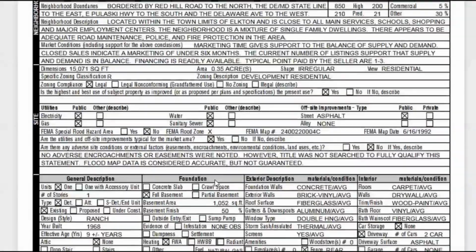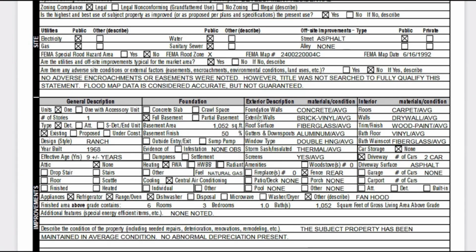And what I mean by adjustments is that after you describe the property, like right here, for example, foundation walls, concrete, right? Exterior walls, brick, vinyl, roof surface. Here it's fiberglass, but the normal is asphalt, right? Remember how we were talking about gutters, aluminum, window type, double hung. And then interior, this is when the appraiser inspects. Does the property have carpet or hardwood? What kind of walls? Drywall, trim and finish, wood, paint, bath floor. I remember that, bath floor, vinyl.